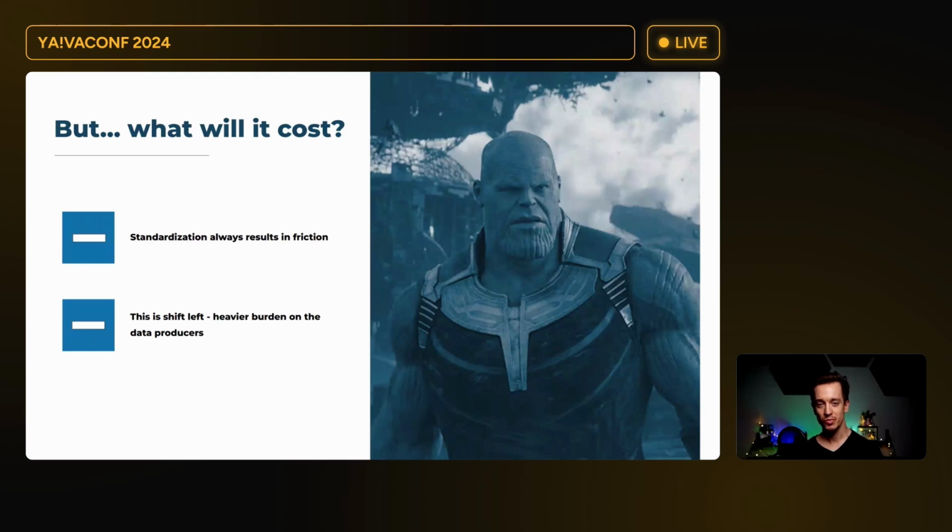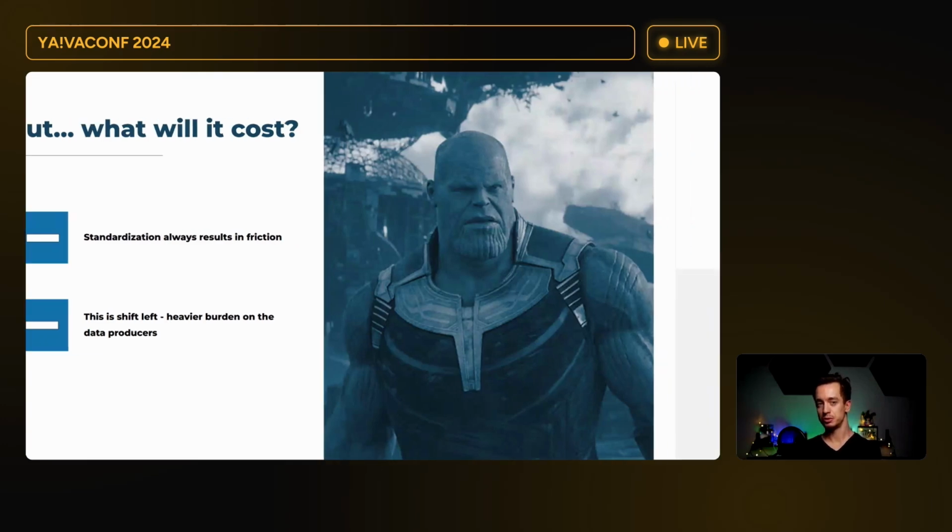adopted. And also, this is a shift left, which means that there will be a heavier burden on the data producers. And it's valuable to make sure that the data producers that adopt this approach, that they are on board with all of this.